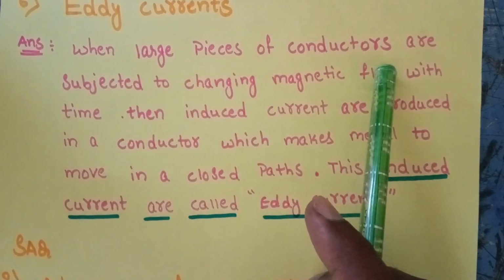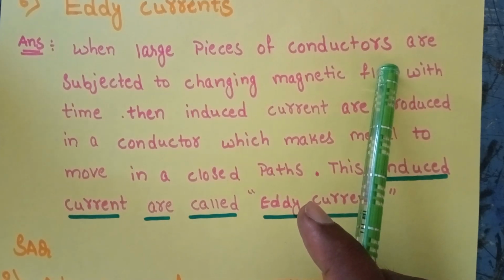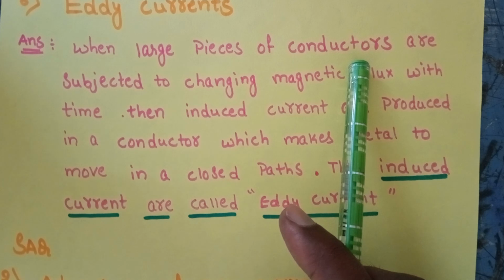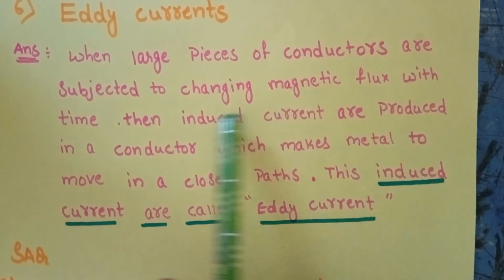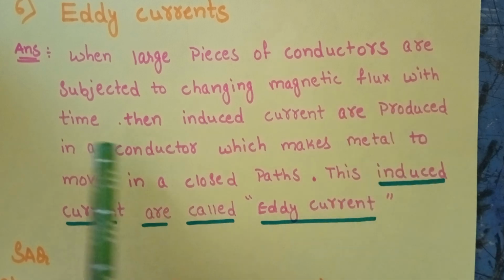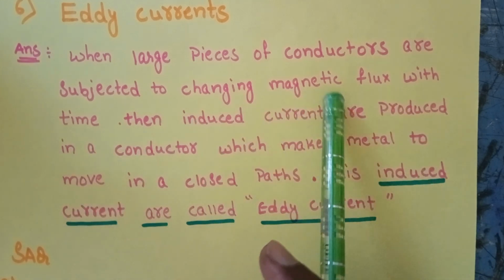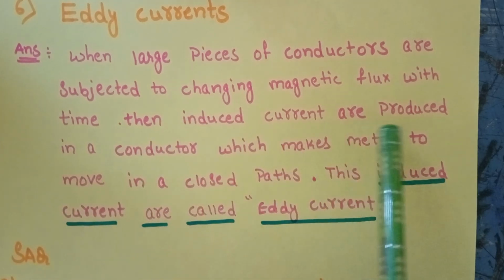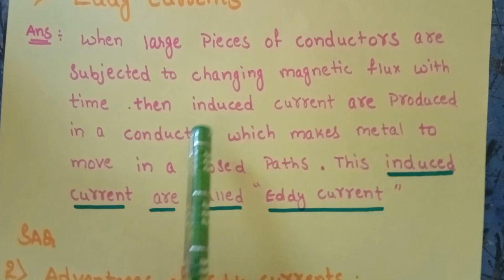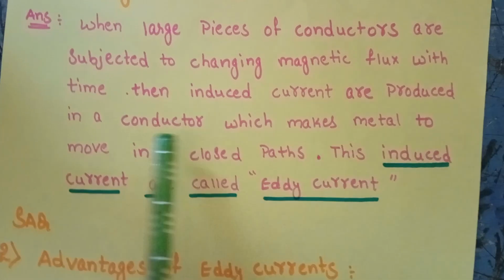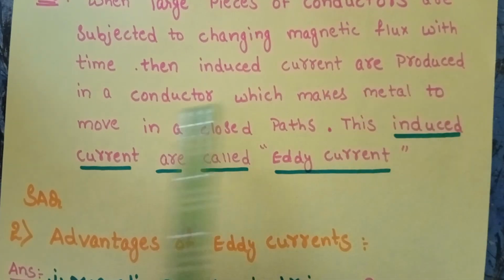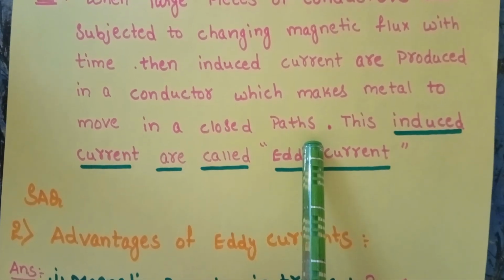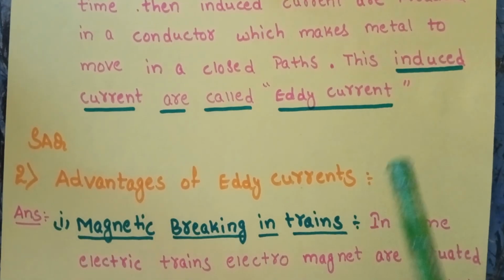When large pieces of conductors, here a wire or rod is a conductor which can allow electricity and heat, are subjected to changing magnetic flux with time, then induced currents are produced in the conductor. When magnetic flux changes, induced currents are produced in a conductor, which makes the metal move in a closed path.